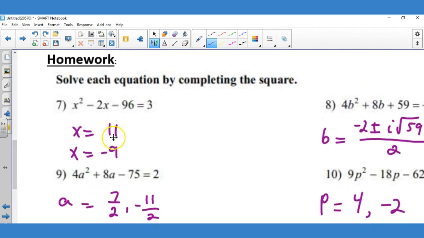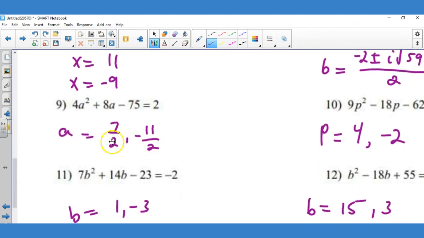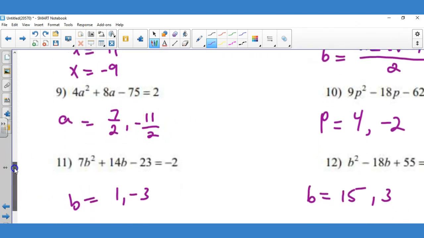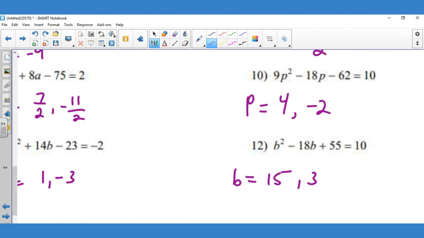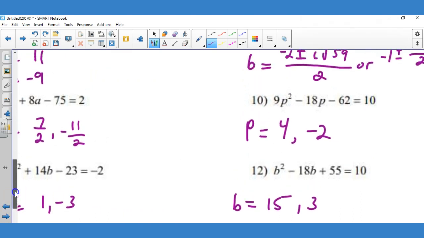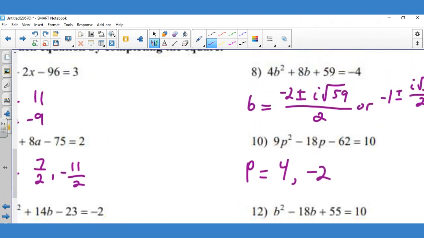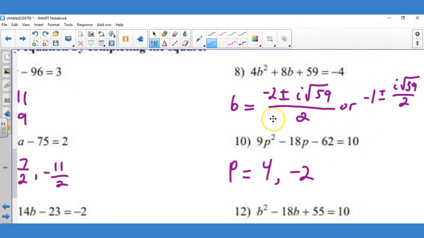All right, x is 11 and -9. All right, A. B is 1 and B is -3. There you go. All right, for 8, I wrote it 2 different ways. If you simplify it, it should be here because -2 over 2 is actually -1. So, couple different ways to look at it, man.